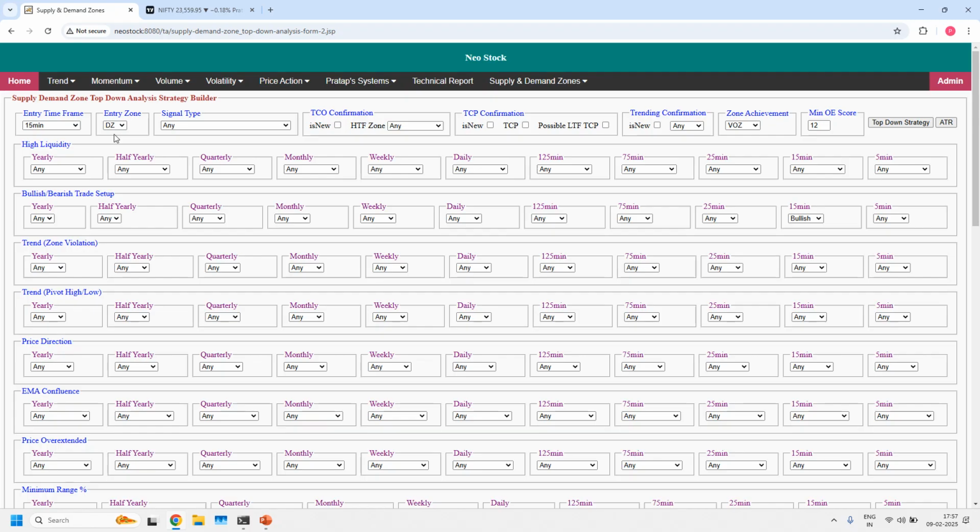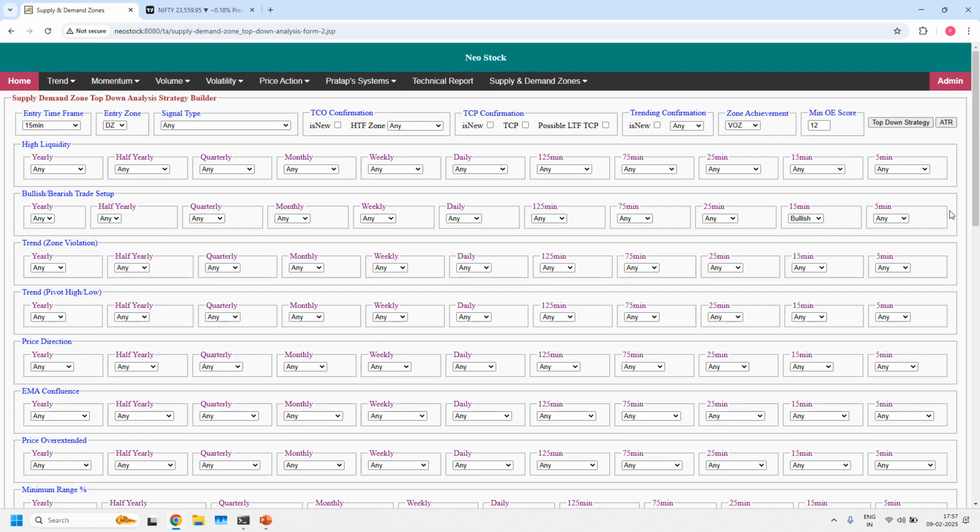Because for bullish and bearish trade setups, we will not be using pierced zones. Pierced zones is a separate strategy that I explained in lesson 28. But for bullish and bearish trade setups, we don't want pierced zones. That's why I want to tell my software that this 15 minutes demand zone should not be pierced.